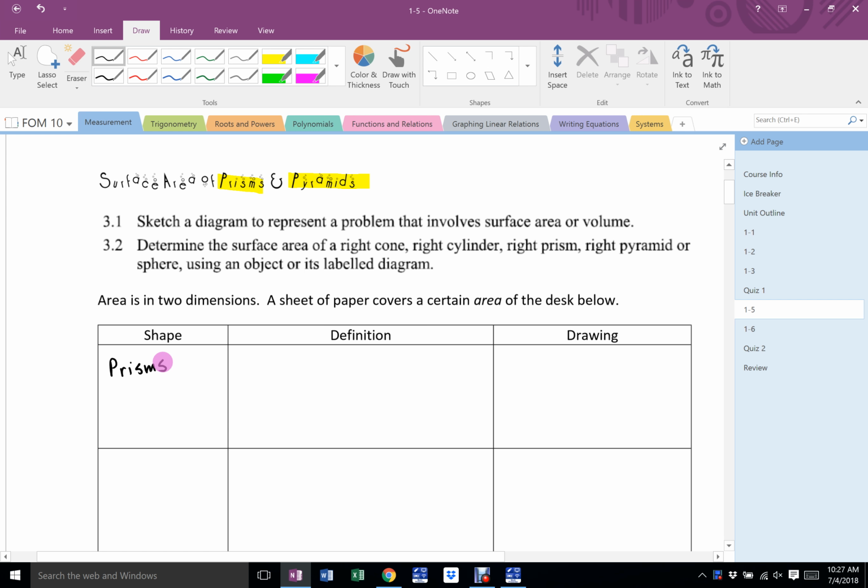A prism is a three-dimensional shape. What are the three dimensions? Height, width, length, or what we usually say, yes? Now, there's a problem with that, because right now, how would you measure my height? From my feet to the top of my head, yes? Does everyone agree with that?